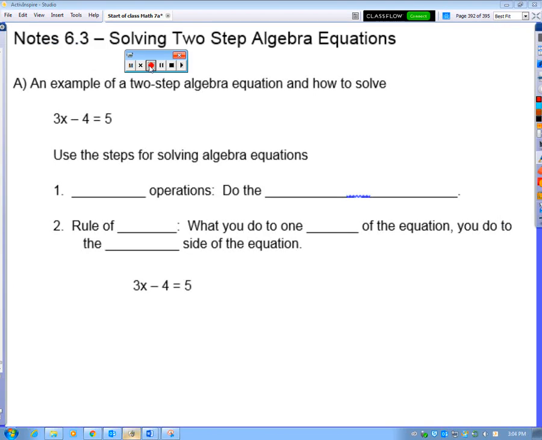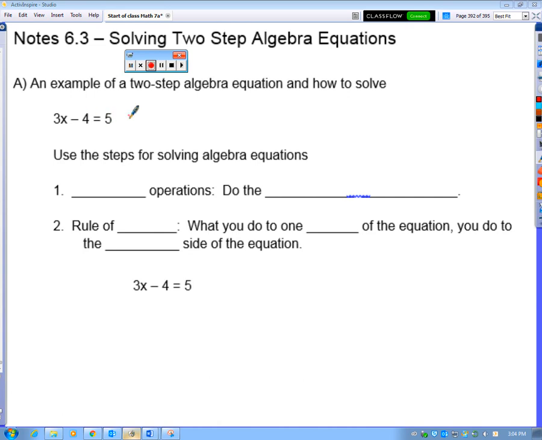Alright, my little math friends, we are moving on in Chapter 6 now. We're going to be doing 6.3 this lesson here. It's going to be about solving two-step algebra equations, alright? Man, you guys are getting so good at solving these algebra equations. You guys are going to be pros by the end of this Chapter 6, alright? This is a good skill to learn and to know.